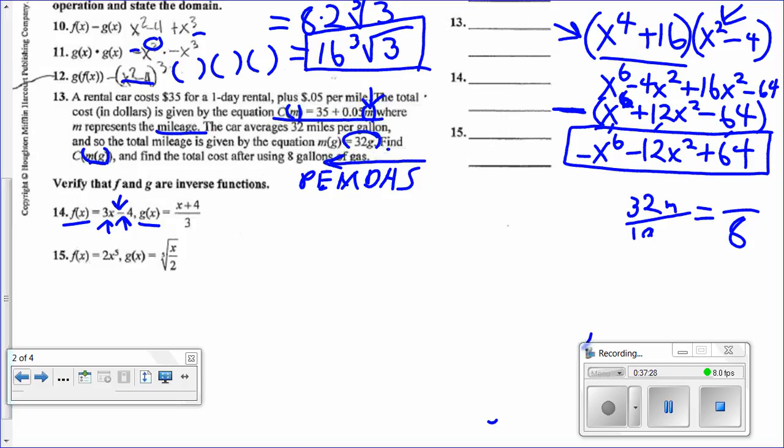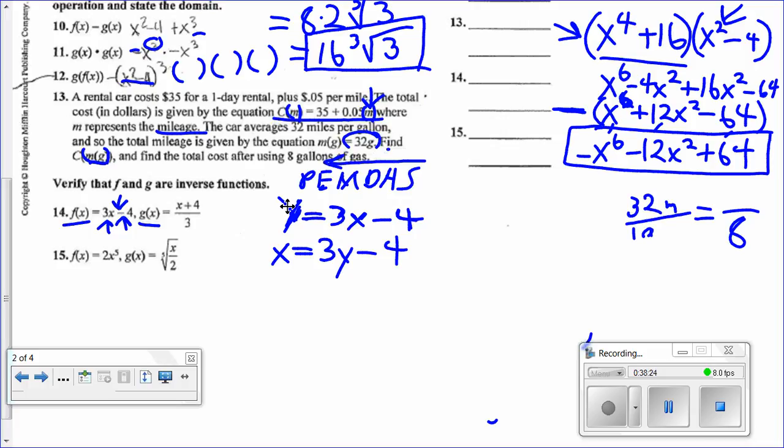You replace f of x with y, and then you solve for x, I believe is how you do that. Hold on, let me pause 1 second. Okay, yeah, I knew you did something like this. Anyway, replace f of x with y, but then swap your x and your y. So put x equals 3y minus 4. Then you solve for y.